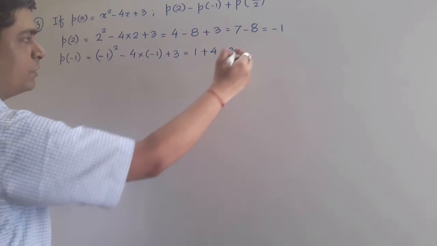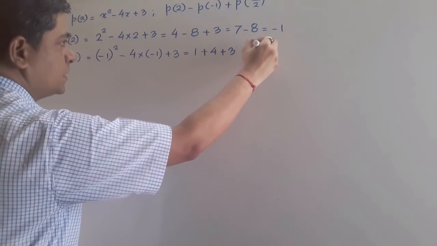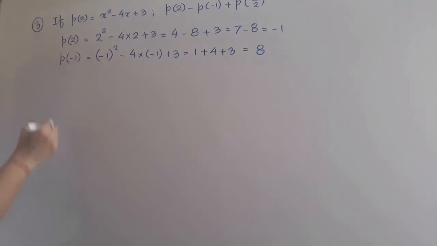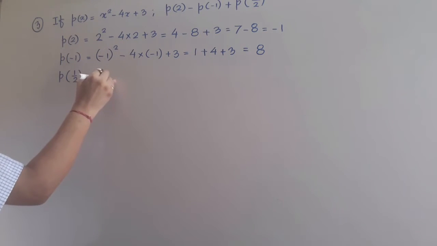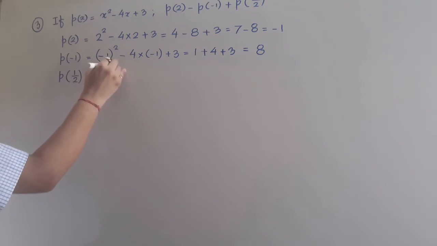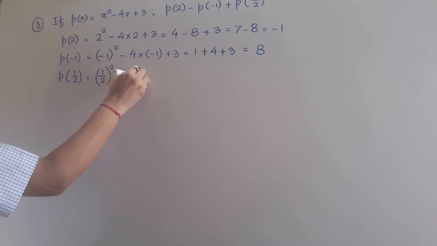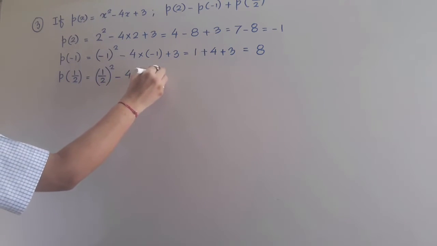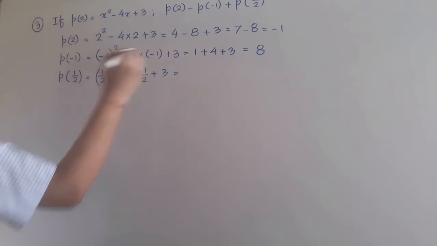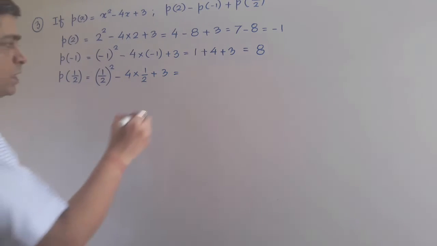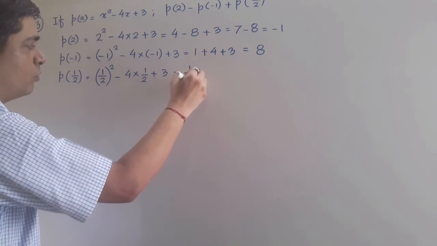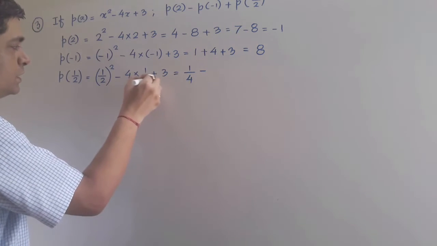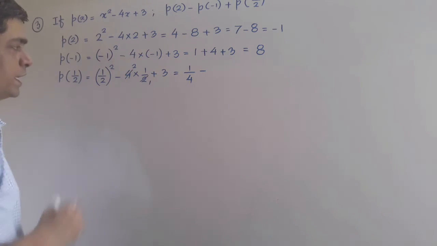So add all of them, 4 plus 3, 7, 7 plus 1, 8. Let us find out the last value here, p of 1 by 2. So I am replacing now the variable by 1 by 2. So that will be (1 upon 2) whole power 2 minus 4 into 1 upon 2 plus 3. Right? 1 upon 2 square will be equal to 1 upon 4 minus 2 ones are 2 and 2 twos are 4, that can be cancelled.